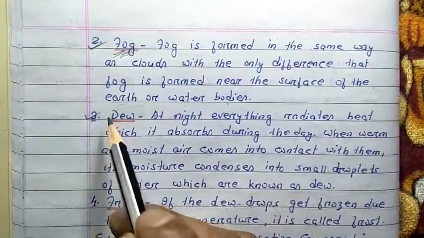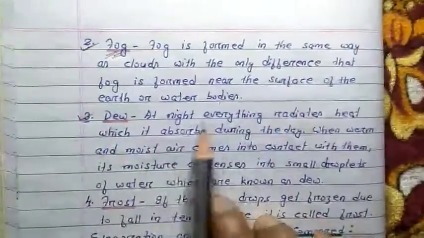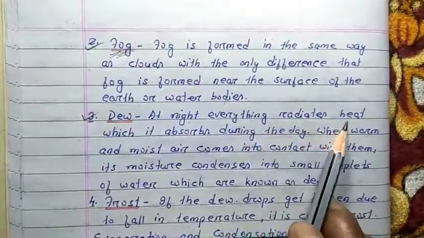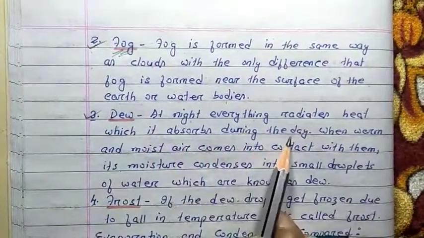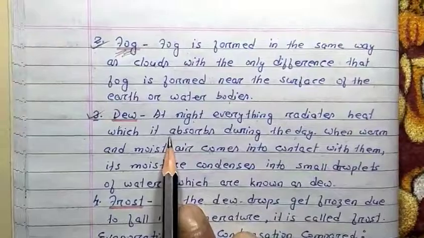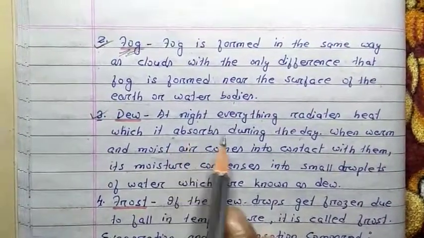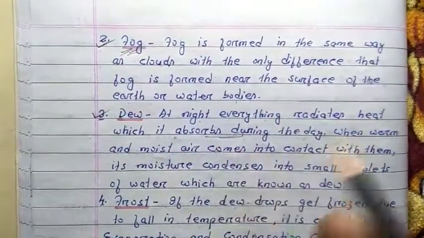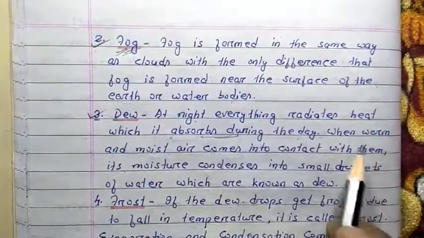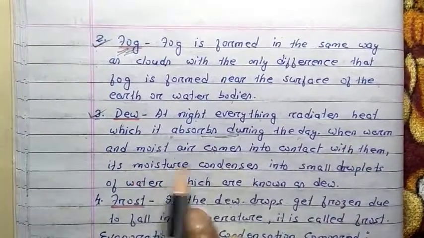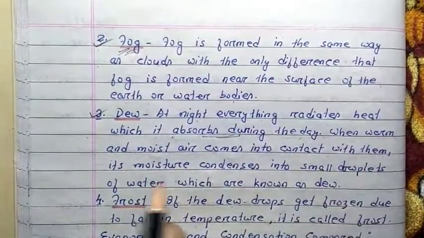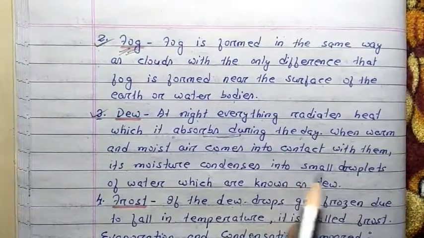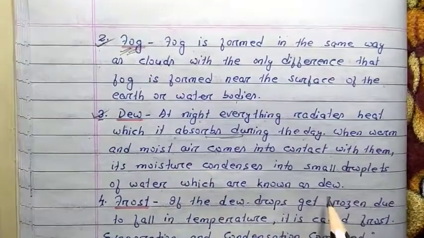The third type of condensation is dew. At night, everything radiates heat which it absorbs during the day. During daytime, all the things, the plants, the animals, they absorb the heat, and during night time they radiate the heat. When warm and moist air comes into contact with them, its moisture condenses into small droplets of water which are known as dew.